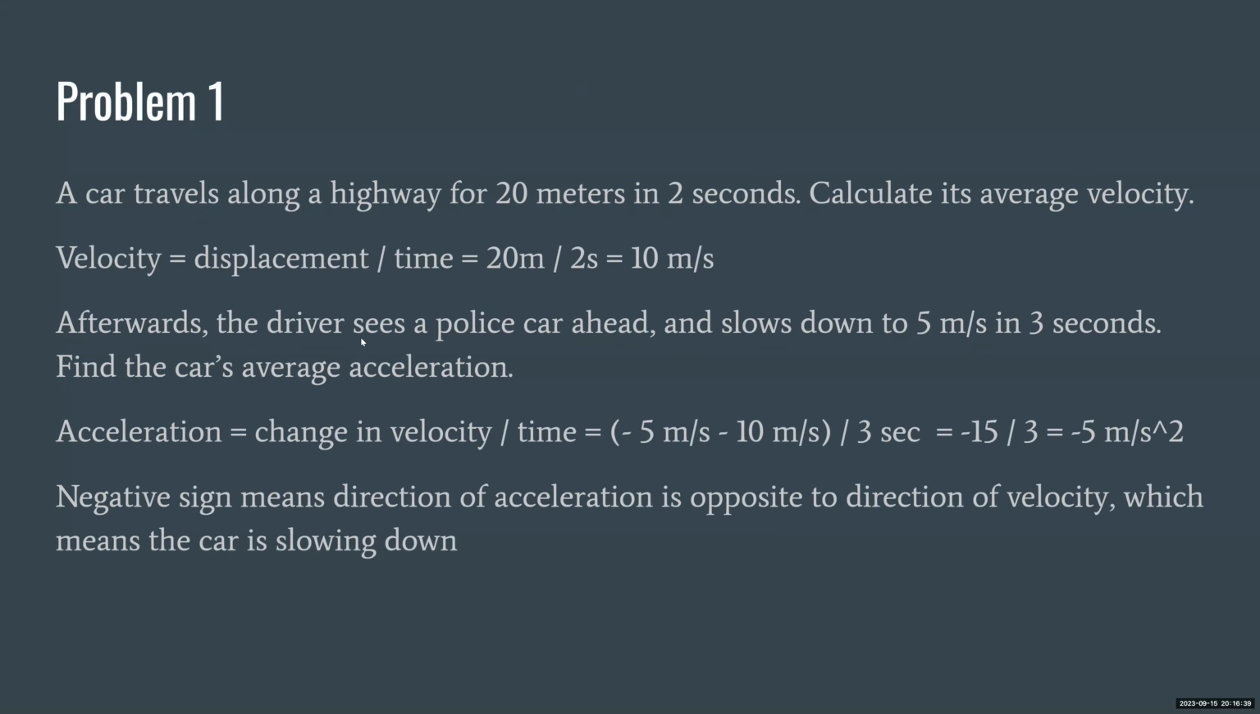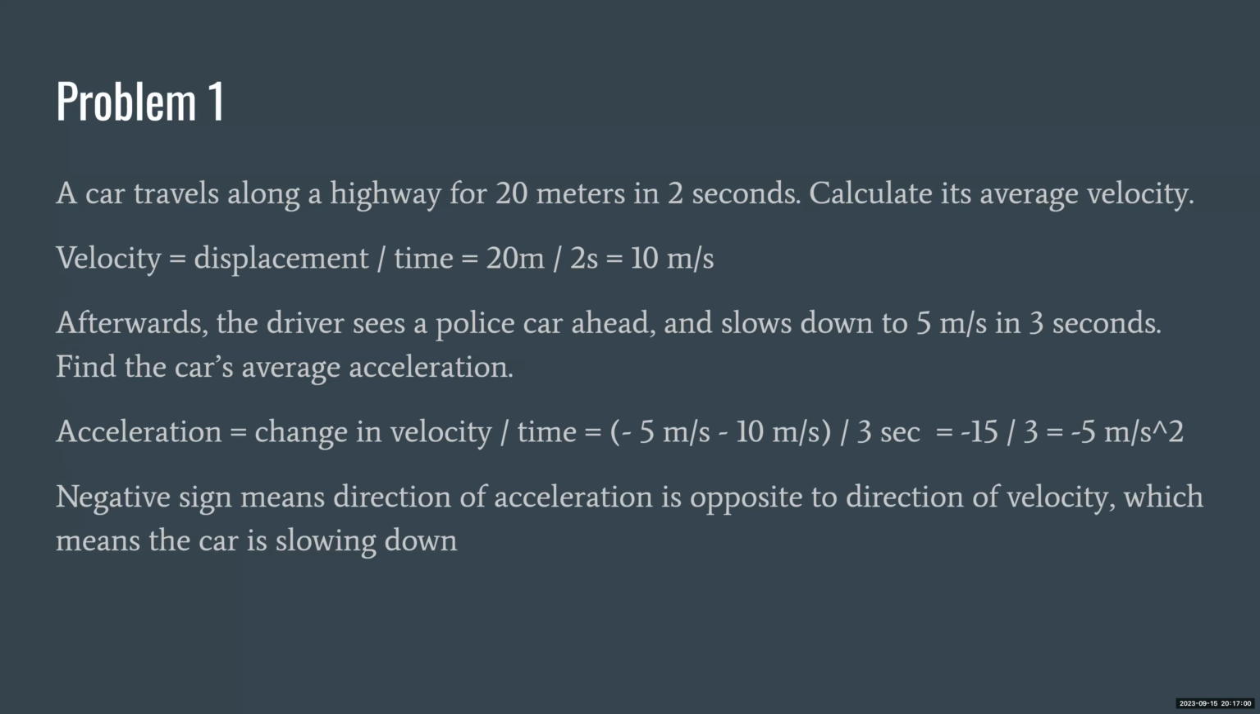So here's the solution. Obviously, most of you guys did the first part right, which was calculating the velocity. Pretty simple, right? It's just velocity equals displacement over time. So we get 20 meters over 2 seconds, right? That gives us 10 meters per second.